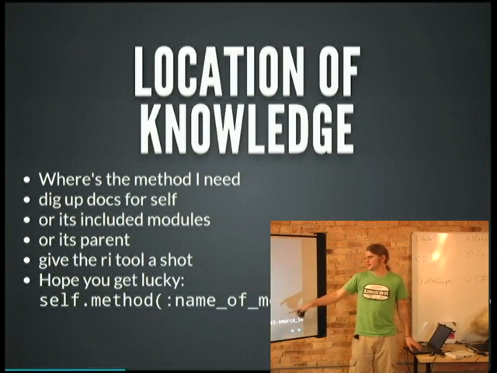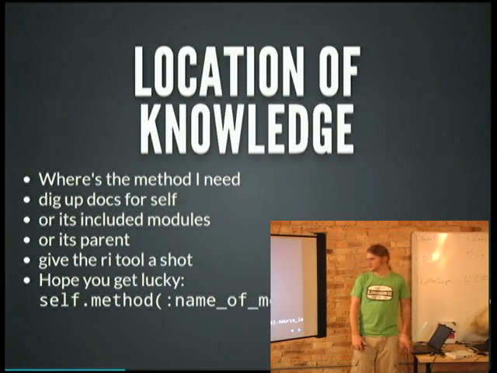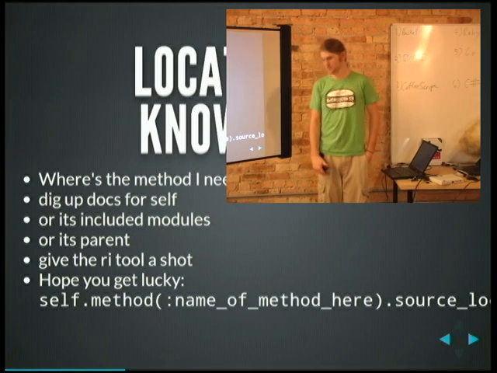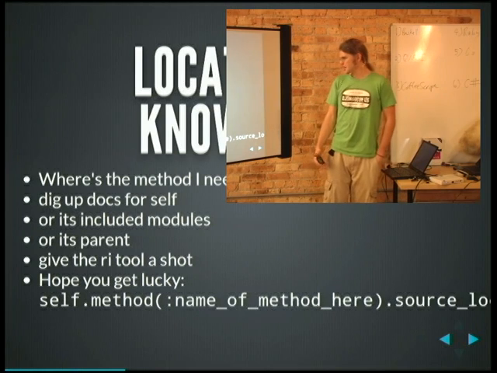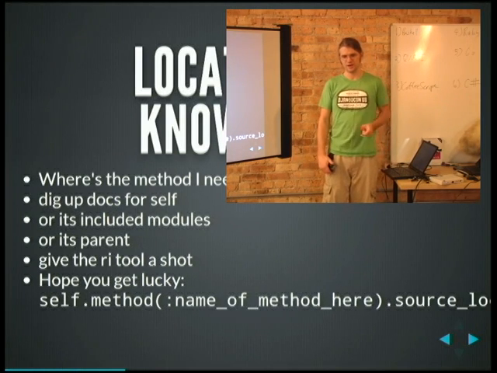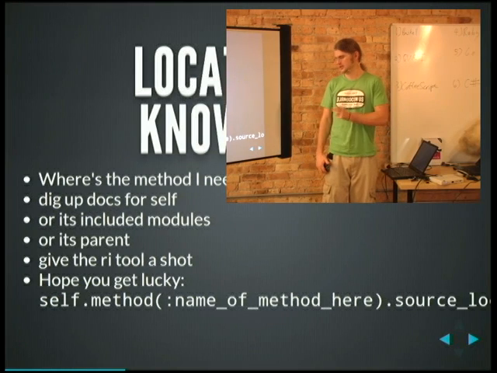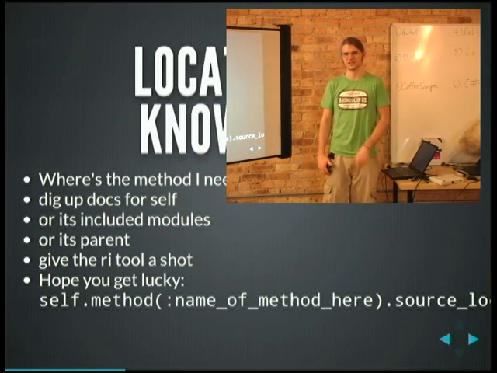Or if you get very lucky, you can use a method invocation, which is unfortunately running off the screen. What you're looking for here is source_location. I'll put these slides up on the net. And ideally, that'll return you a pair of the file on disk and the actual line number where this method's defined.